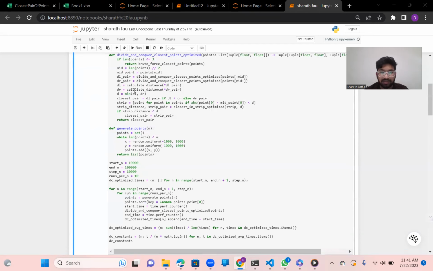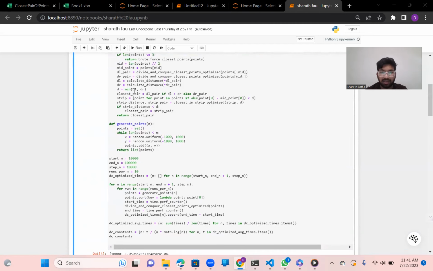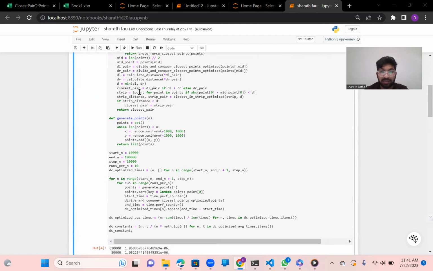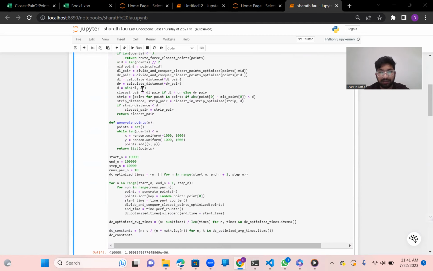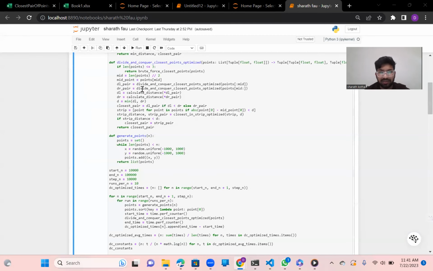This function begins by handling the base case. If there are three or fewer points, it simply calls the brute force algorithm to find the closest pair. For larger sets of points, the function first sorts the points by their x coordinates and recursively calls itself on the left and right halves. This effectively divides the problem into smaller problems. Let's run this.